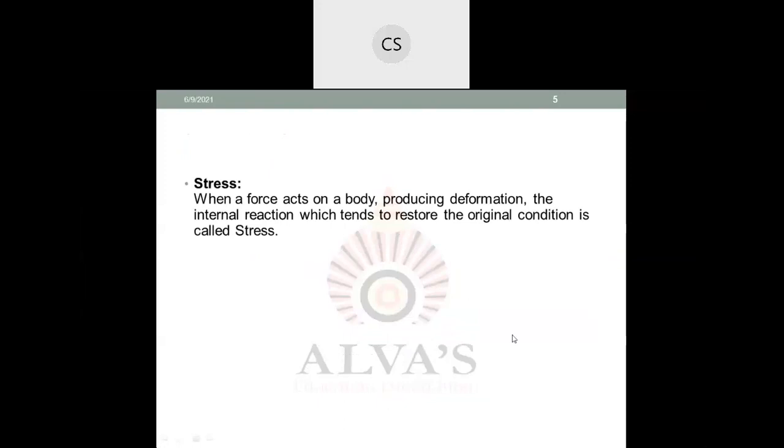So what exactly happens is you can see that the body undergoes deformation because of the external force. But internally there are opposing forces developed, known as a restoring force. There will be an internal force which tries to regain the original shape and size of the body. That internal force is known as a restoring force. You have studied this in simple harmonic motion, same thing. So this internal force is known as stress.